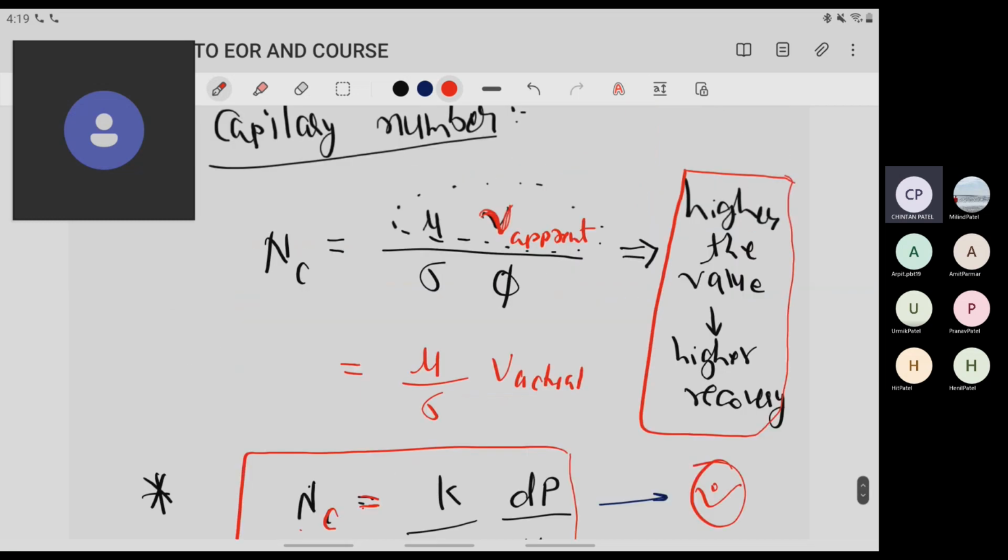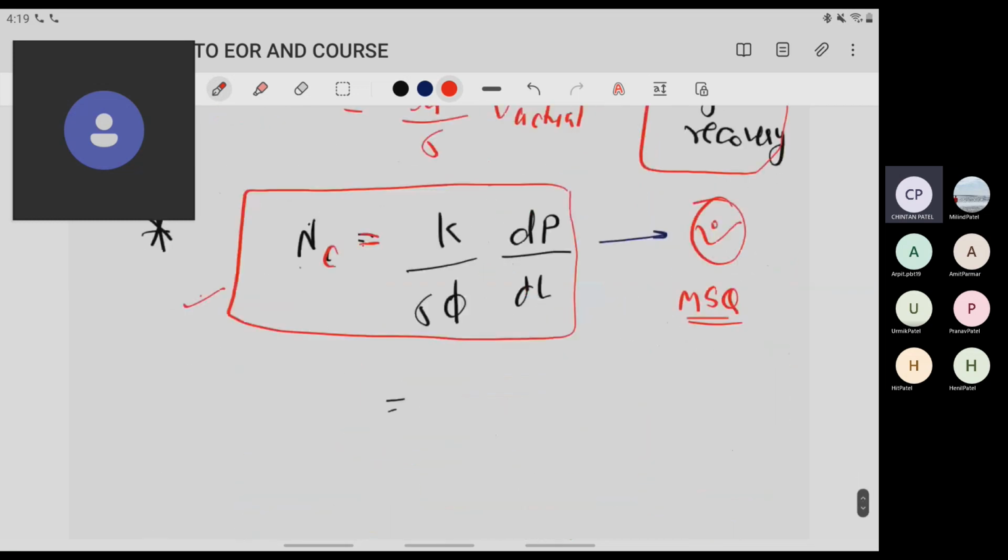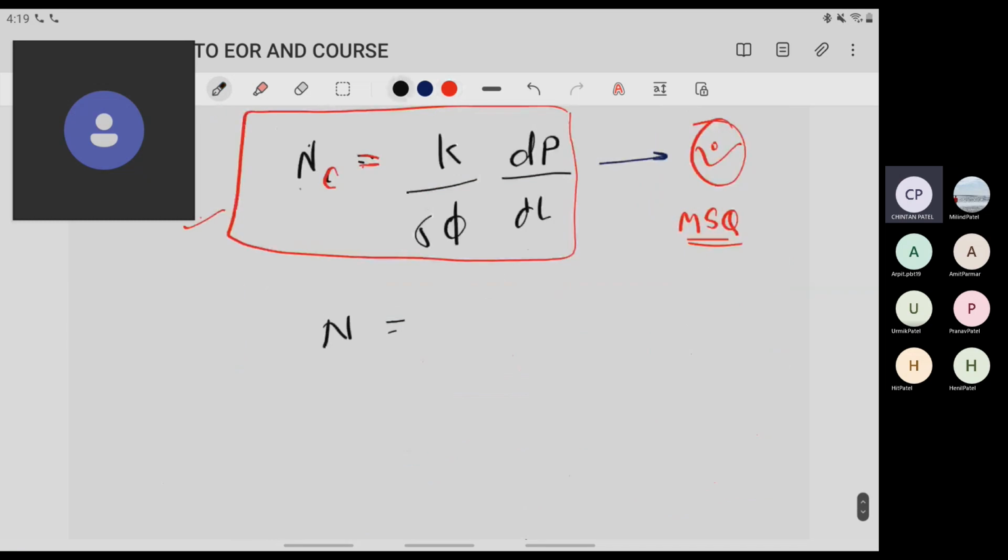And if somebody tells you to define the capillary number, then don't say it's mu V by sigma. Just tell them it's a ratio of viscous force to capillary force.